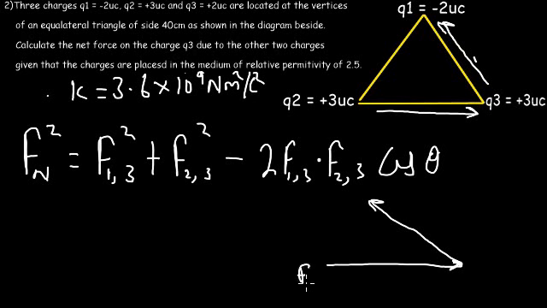where this is f sub 2,3 and this is f sub 1,3. So they will have an angle with each other, and that angle is going to be 60 degrees. So how did I get 60 degrees? It's according to the problem. The problem makes it known that the triangle is an equilateral triangle, and for an equilateral triangle, all the angles within it are 60, 60, 60. So that's where I got the 60 from.